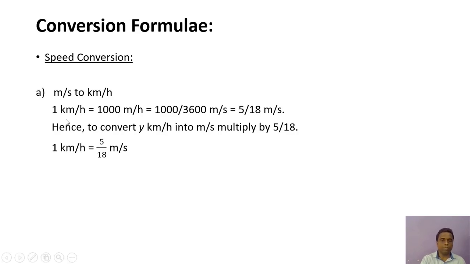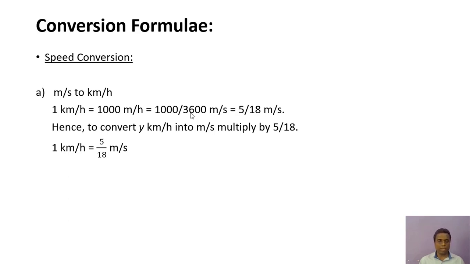See, we know 1 kilometer per hour is equal to, see, 1 kilometer is converted into 1000 meter. So we write it over here, 1000 meter per hour. So 1000 upon 1 hour, and 1 hour is converted into seconds, which will be 3600 seconds. So 1000 upon 3600 meter per second, what will it give? 5 by 18 meter per second. So we have the conversion formula: 1 kilometer per hour is equal to 5 by 18 meter per second.